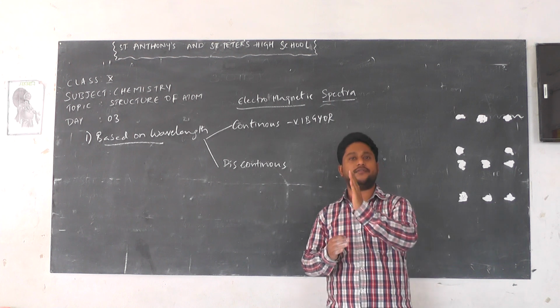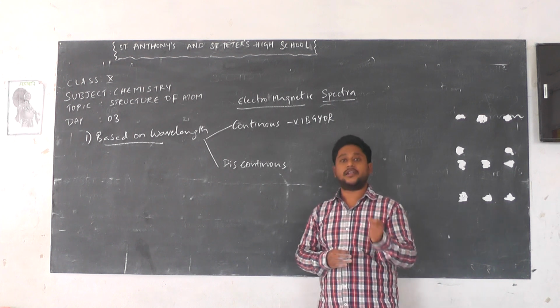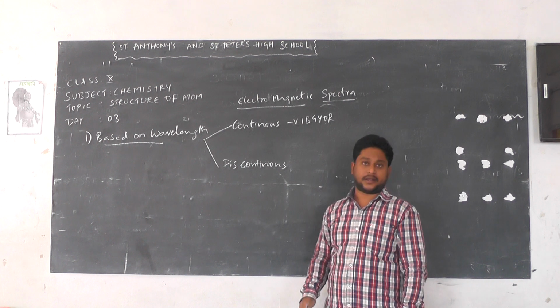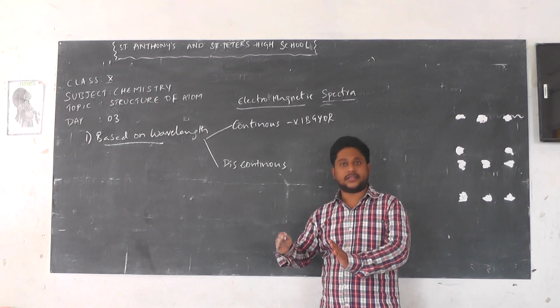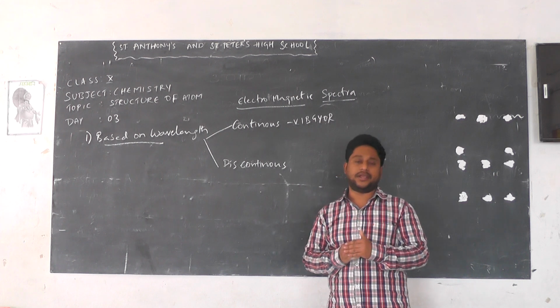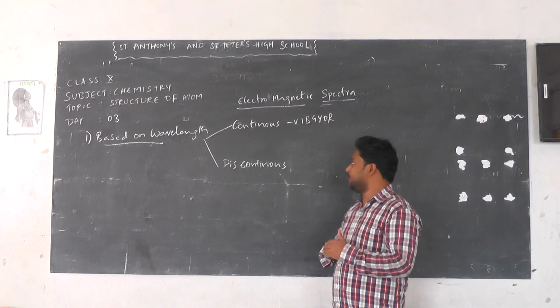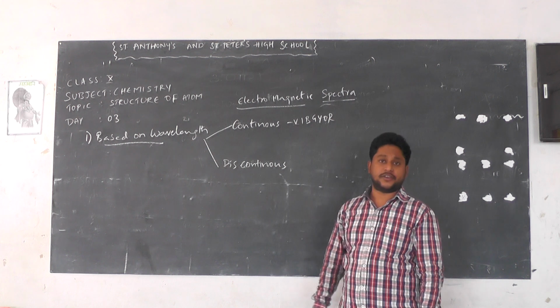There is a continuity with the colors. So that is why it is called continuous spectra. All the waves with different wavelengths are merged together. There is no gap in between. Right? That is called continuous spectra.